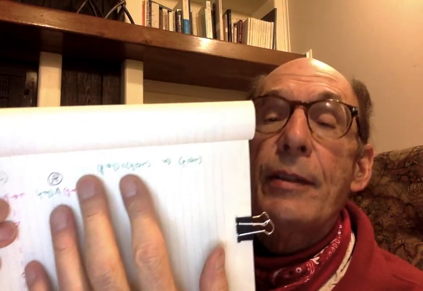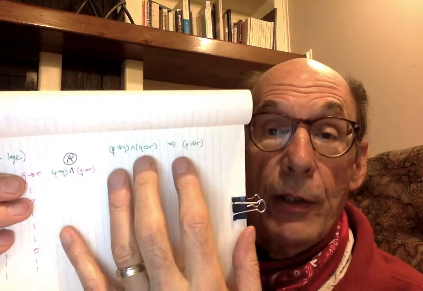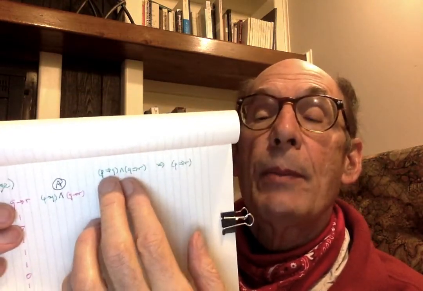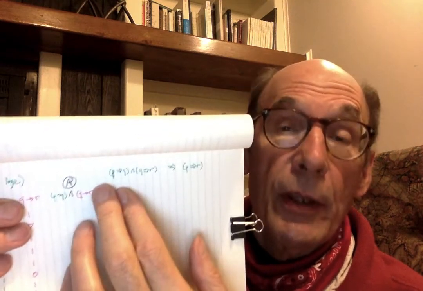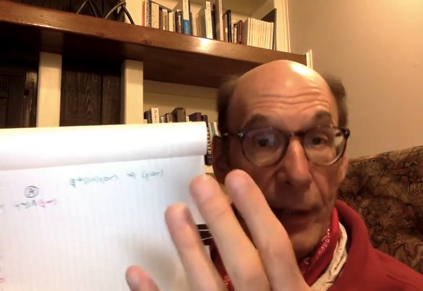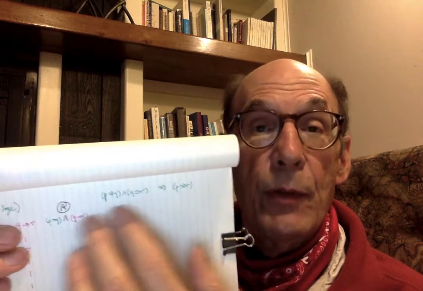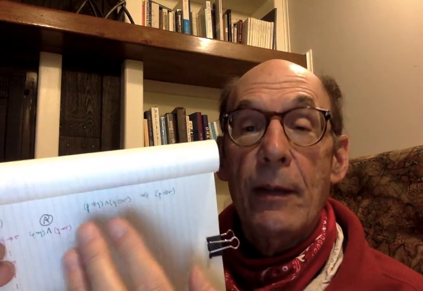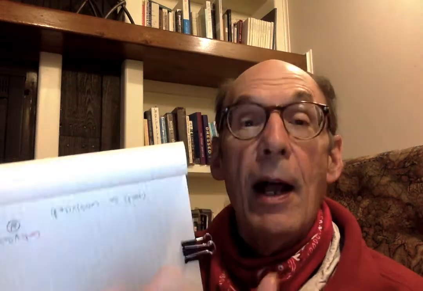So this is how reasoning is done with this piece of logic right here. If I know that P implies Q, and I know that Q implies R, that implies that P implies R. So this is one of the basic steps of reasoning, that given the truth of P implies Q and the truth of Q implies R, I know the truth of P implies R.